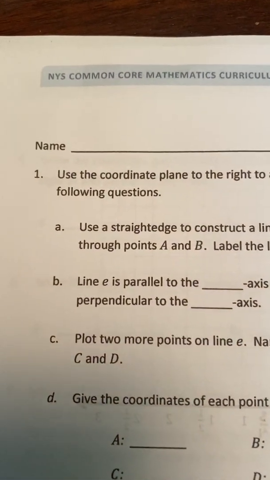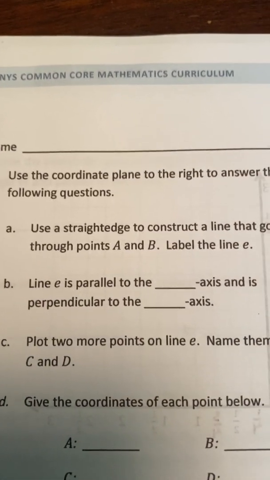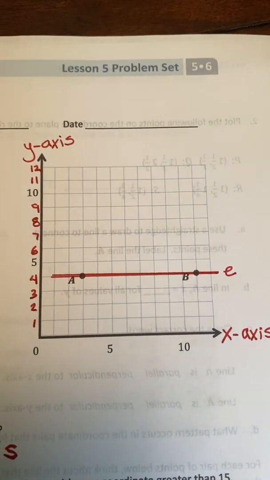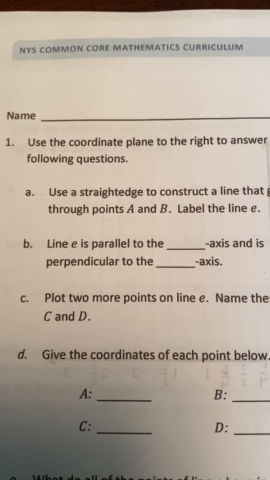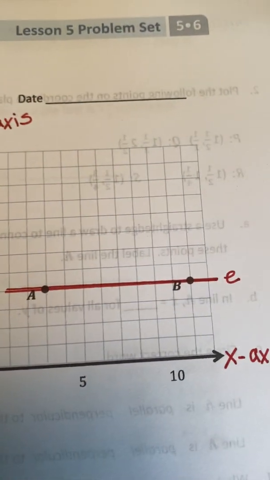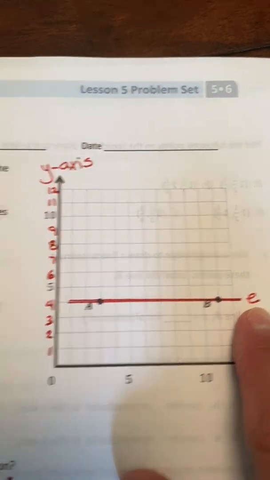Number 1, use the coordinate plane to the right to answer the following questions. I've done some work a little ahead of time to try to make these videos quicker. Use a straight edge to construct a line that goes through points A and B and label it E. So I've done that already. I just connected those and labeled it E.